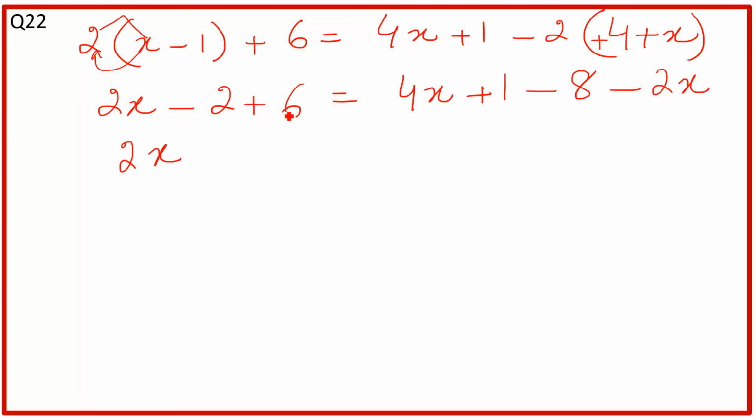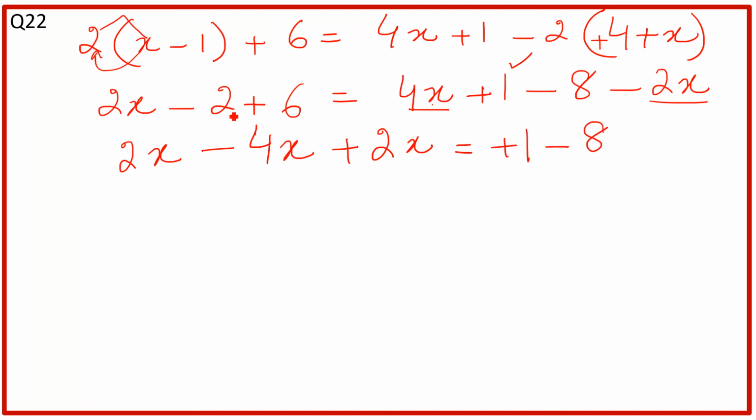We do not have any variable here. So here we have this x. We will take the transpose, bring this to the left hand side. The sign will change. It will be negative 4x. This is negative 2x, so it will be positive 2x. What we have left on the right hand side: this is positive 1, we have negative 8, these two constants, but here we have two constants as well. Take the transpose, it will be positive 2 and it is negative 6.